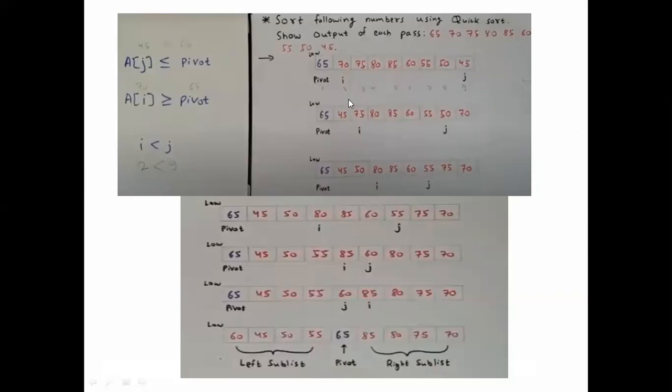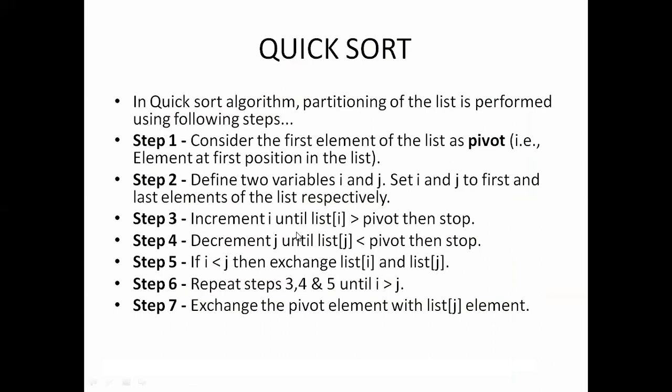Then again I compare with 45. 45 is less than pivot, then increment i by 1. 75 is greater, so I stay here only. Next I check the j value, 45. After swapping, the j value is greater than, so pivot is greater than j. So is there some problem here? One minute. Increment i until A of i.